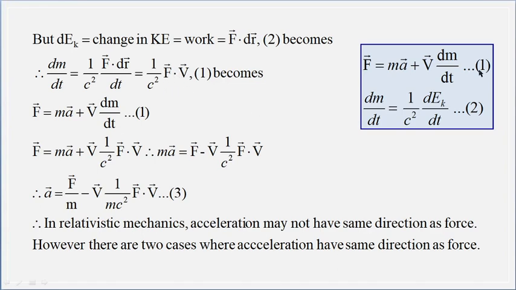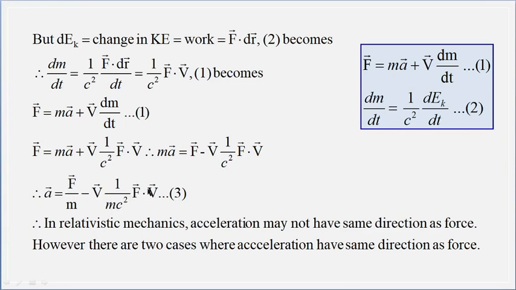And this we substitute in equation 1 for dm by dt, and what you get here is vector F is there, vector m a is there, substitute for dm by dt, 1 by c square F dot v. So m into a equal to F minus vector v 1 by c square F dot v. Now this is one quantity, and therefore here we get acceleration as a equal to F by m minus v 1 by mc square F dot v.